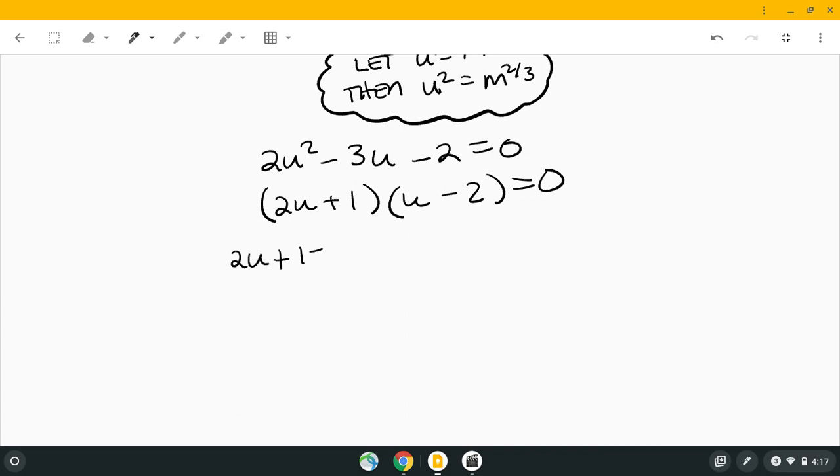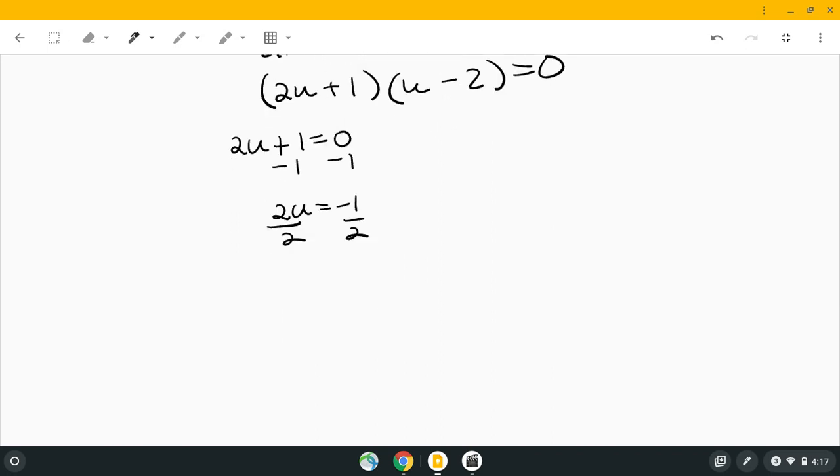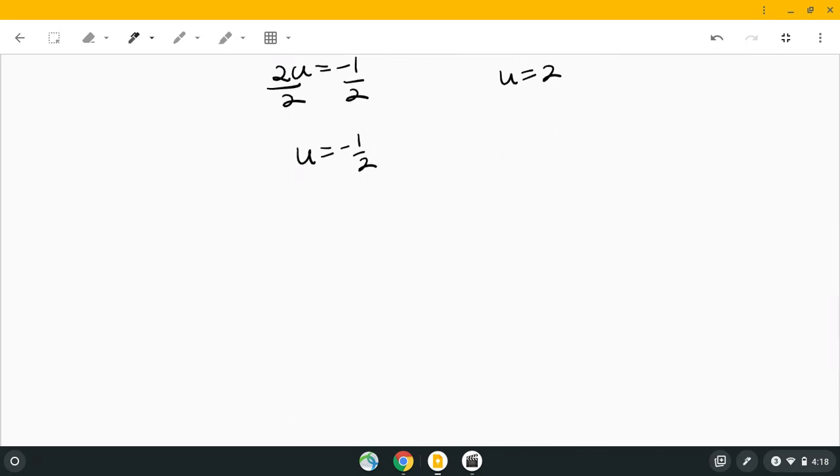So 2u plus 1 equals 0. Subtract 1 on both sides. I get 2u equals -1. Divide both sides by 2, and u equals -1/2. The other factor, u minus 2 equals 0. Add 2 to both sides. So u equals 2. Now we're going to go ahead and back substitute.